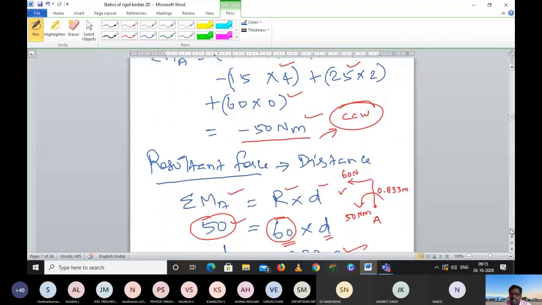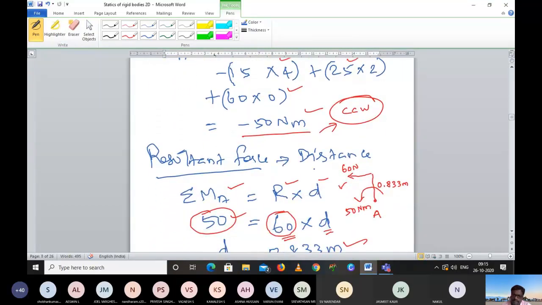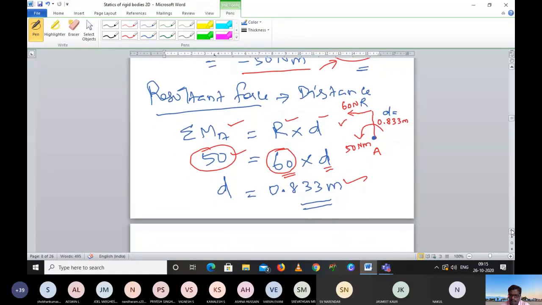In the same way I have done it, and here also we got an answer. From point A we have calculated the moment. Now again we got minus, so I have put counterclockwise. And then the resultant distance we have got, D, is 8.33, and the resultant value is acting towards the left, that is 60 Newton. This is the second problem.